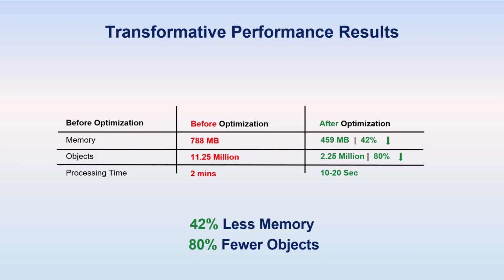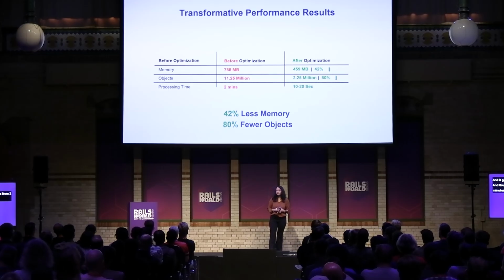We made these kind of simple changes, and let's look at what we got. Before optimization, we were taking 788 MB of memory, which got reduced to 459. This is a 42% reduction. Before, it was taking 11 million objects, and it got reduced to 2 million. And the performance time, as we can see, went from 2 minutes to 10 to 20 seconds, which gives me a 42% reduction in memory and 80% fewer objects.